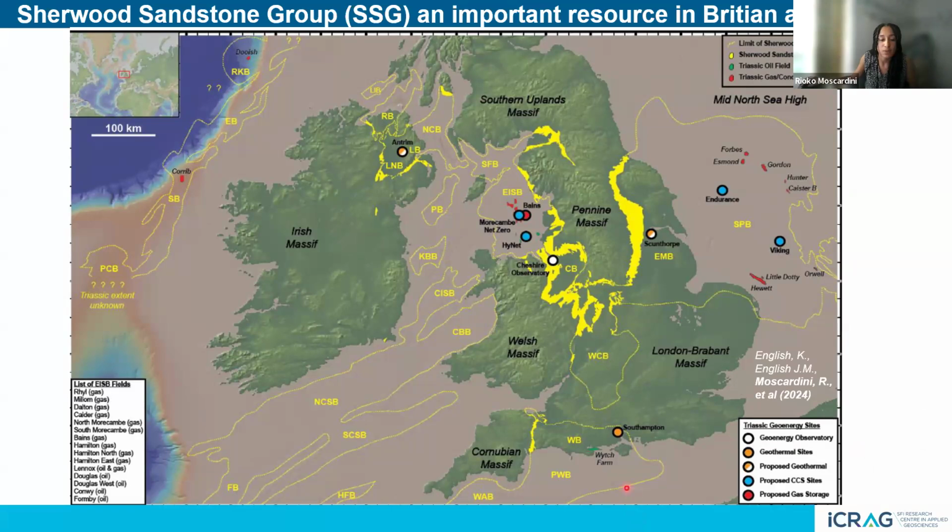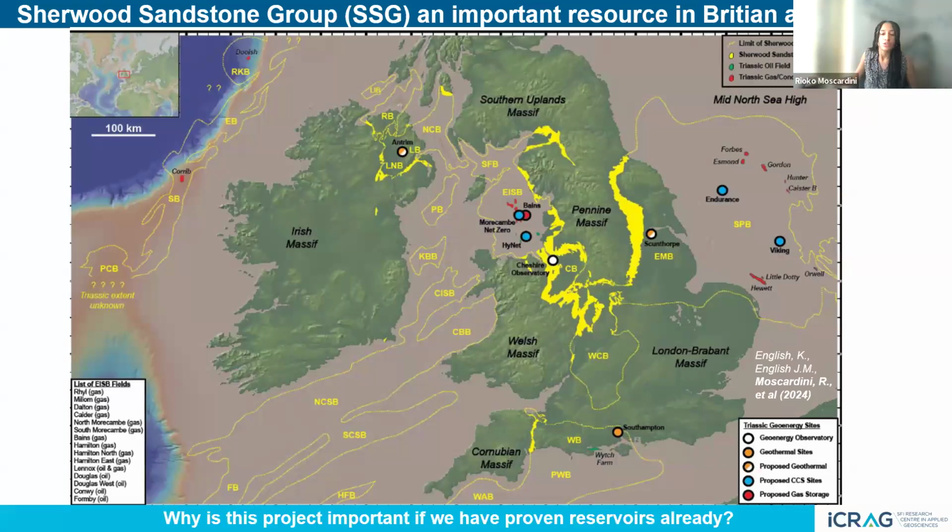As highlighted with the coloured dots, the blue ones are showing proposed carbon capture storage sites, and the orange ones are showing proposed or ongoing geothermal sites. So I've expressed that this is an important resource. We know that it's good for porosity and permeability, and it's now being used for different geostorage applications. So why do we even need to look at it further?